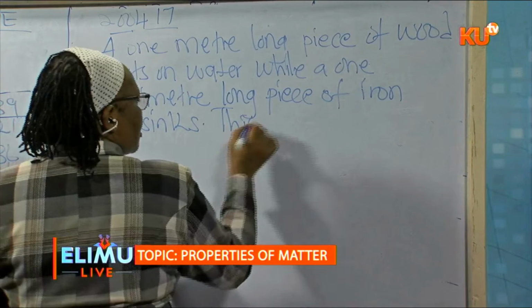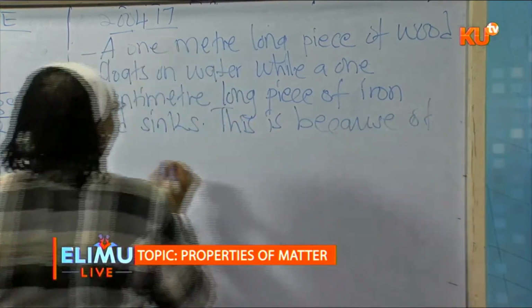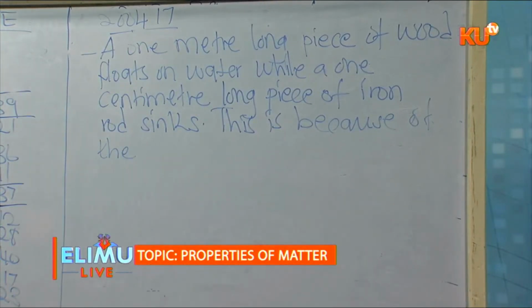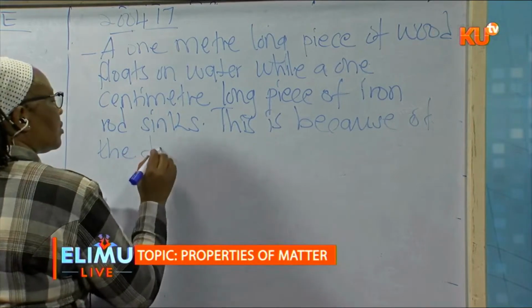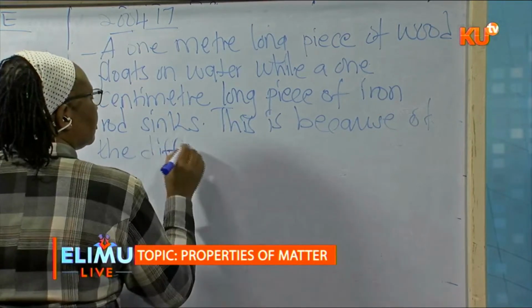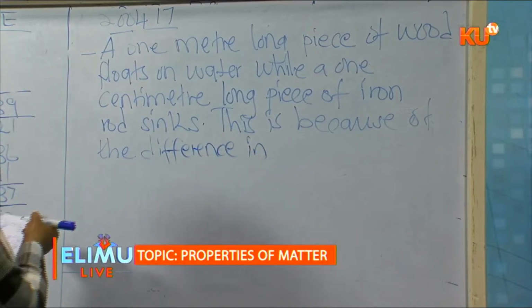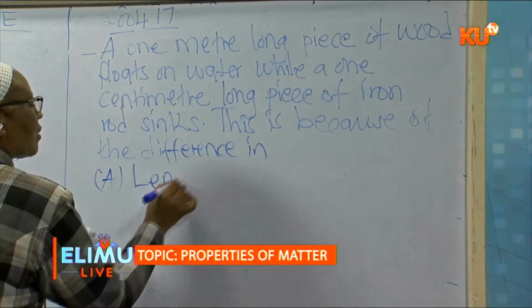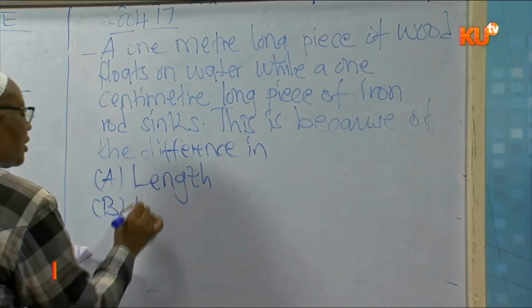This is because of the difference in, now you have the choices. A, length. B, weight.